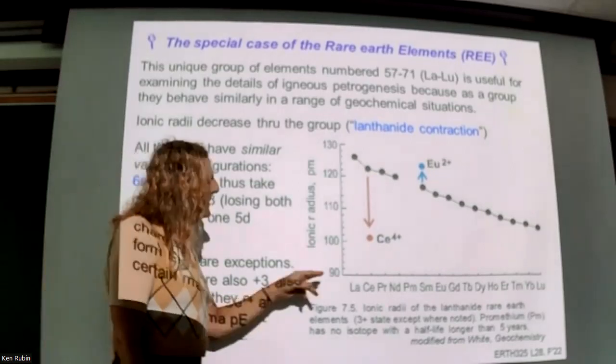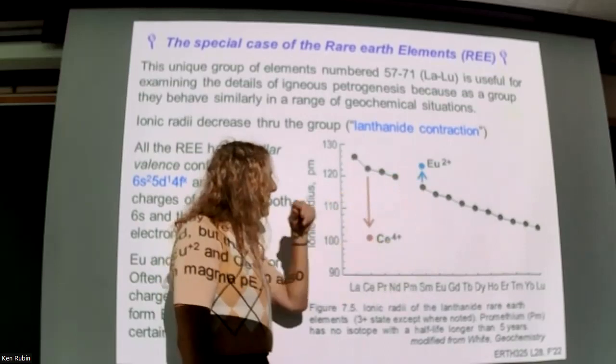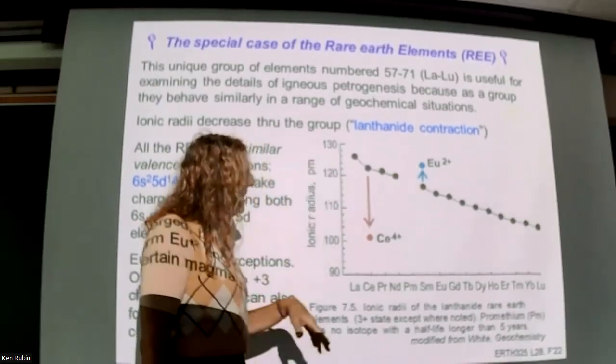Now, europium, we've talked about this several times before, it is commonly found in the plus two form instead of the plus three form. And when it's plus two, it's a bigger ion, right? So it jumps up in size.